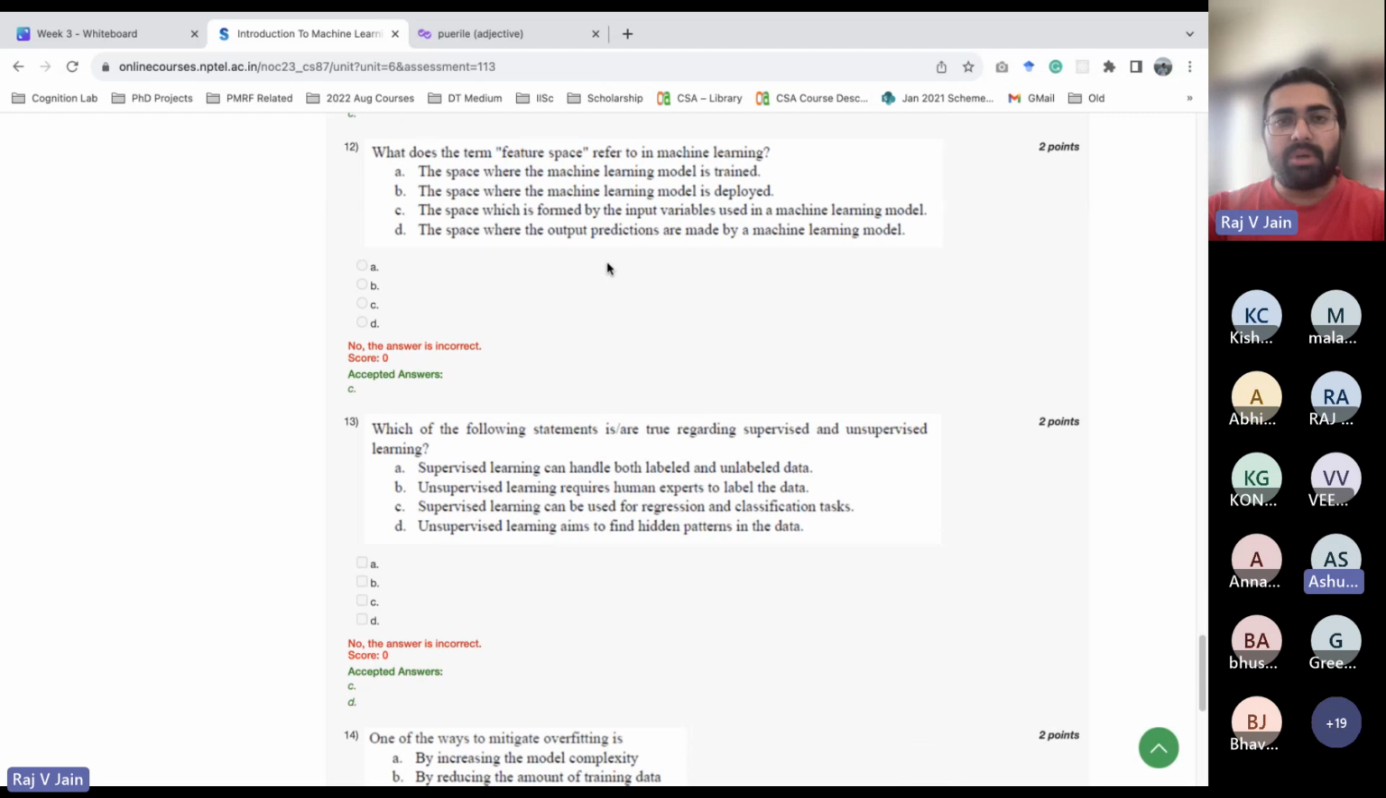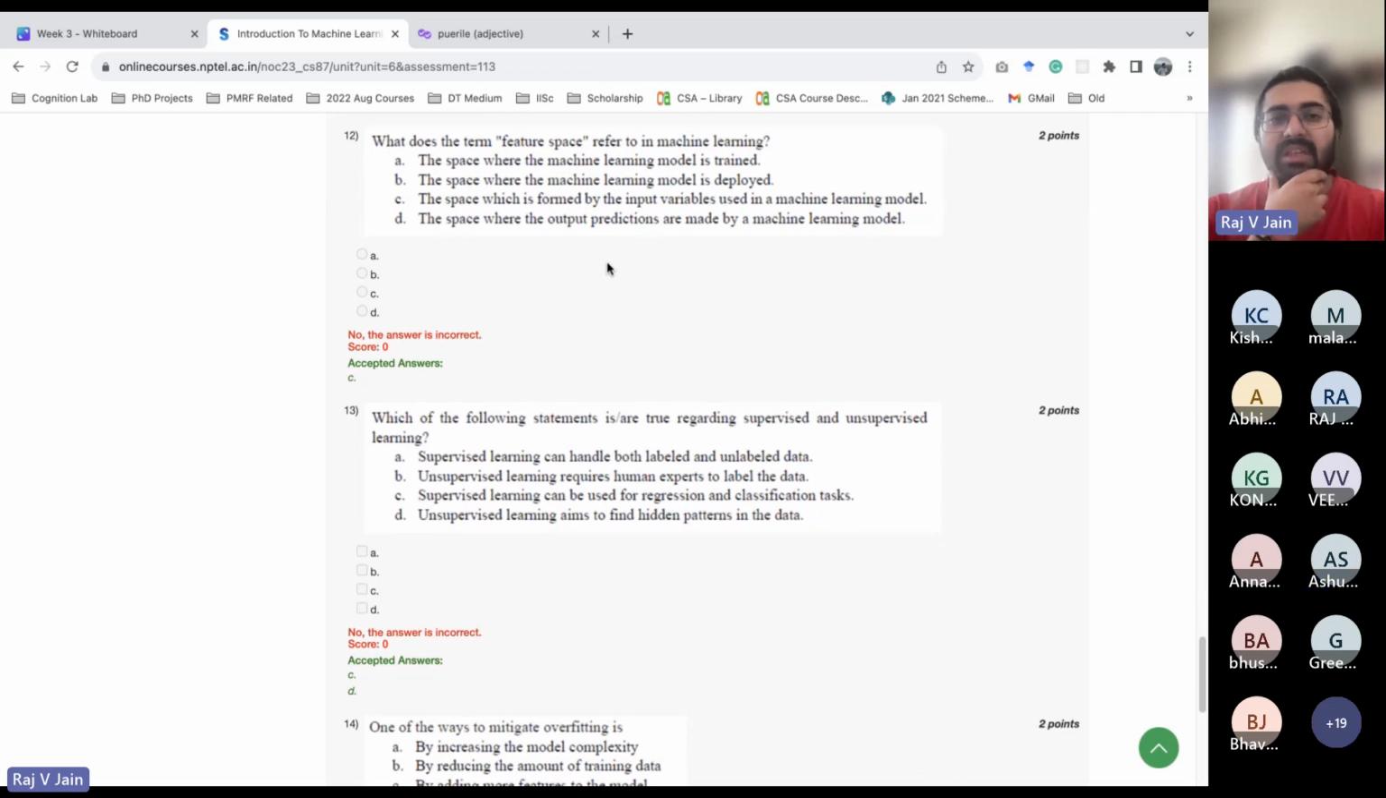Question number 12. What does the term feature space refer to in machine learning? We discussed this extensively, I think last to last video. Yeah, it is for the input variables only. So I think C is the right answer. So it's only about input space. Feature space means only input space. The space where output predictions are made by the machine learning model is the target space or prediction space. That's different. And together, when you use it, it's called instance space, because you're talking about both the input and the output variables together.